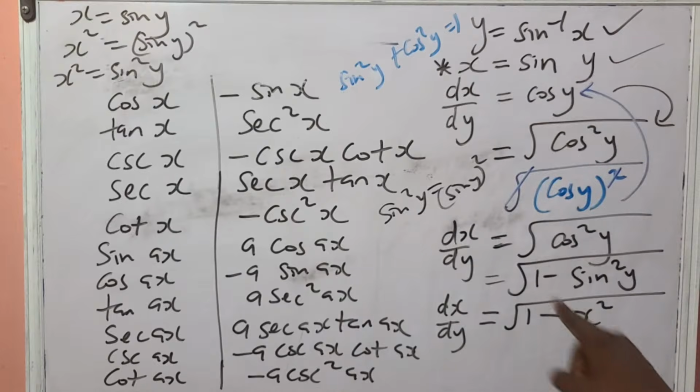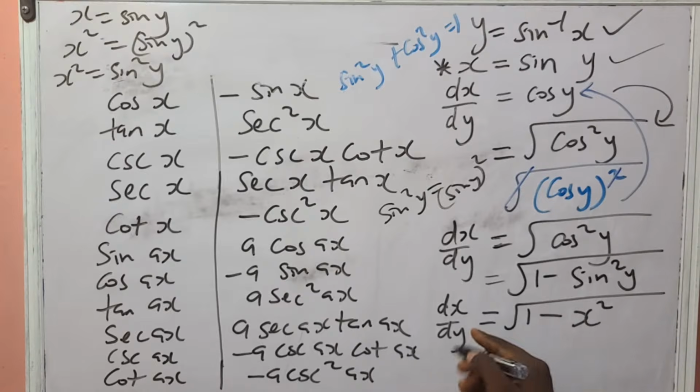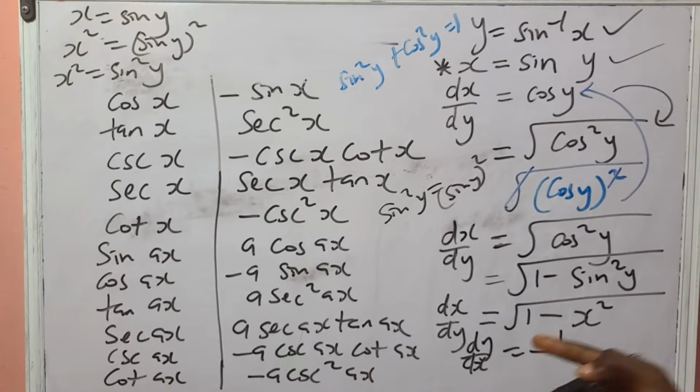So obviously that means sine squared y will be the same thing as x squared. Now, my final answer: I've gotten the x over the y. The x over the y is this. That means the y over the x will be equal to 1 over, of course, I'm inverting it now. That means I'm taking the reciprocal now. So the y over the x will be 1 over what I have here, square root of 1 minus x squared.